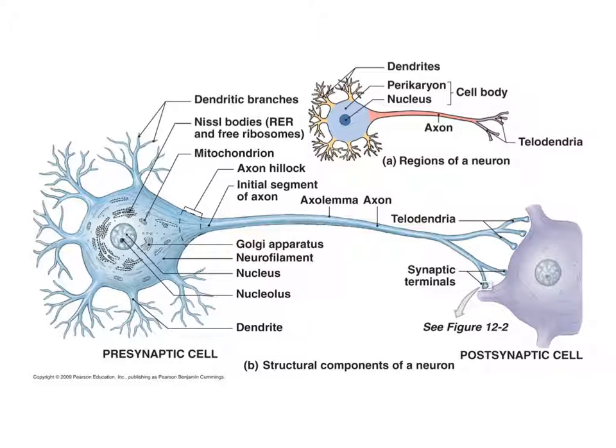Make sure you know this picture. This will be on your test. There are some key points on the picture. Make sure you know the dendrites. Dendrites receive the information or signals. Make sure you know the soma or cell body.